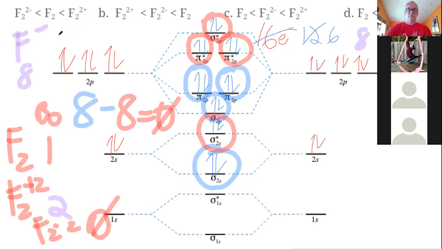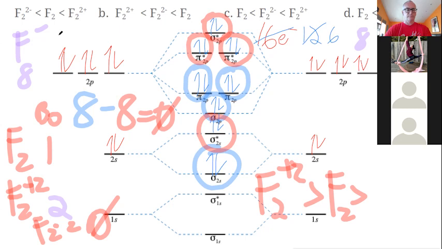F2 2-plus would have the strongest bond, followed by F2, right? Followed by F2 minus. F2, 2-minus. Right. That's it. So hopefully that's helpful.